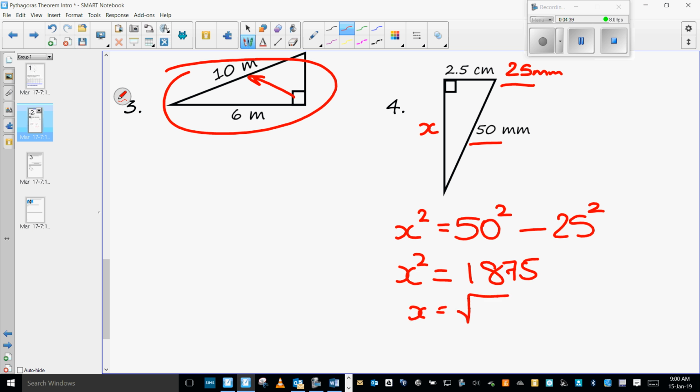How is it squared then? Wait, no, but isn't it 18.75? It's 43.3. Yeah, 43.3.